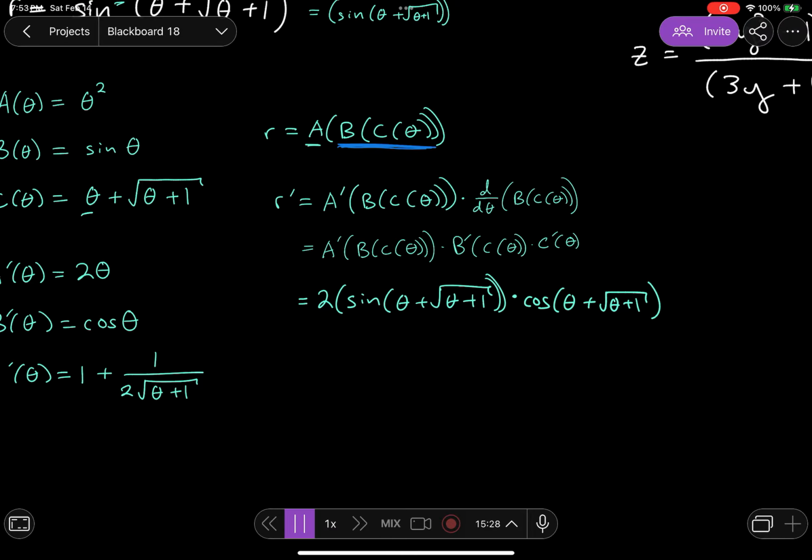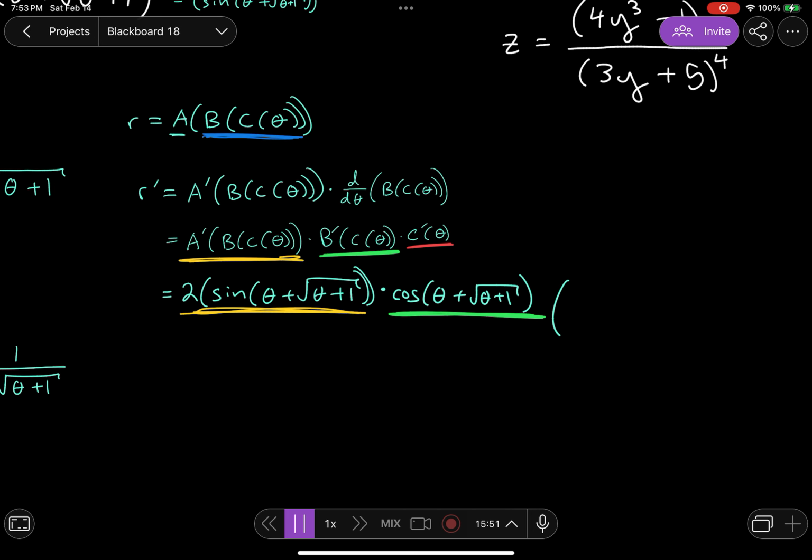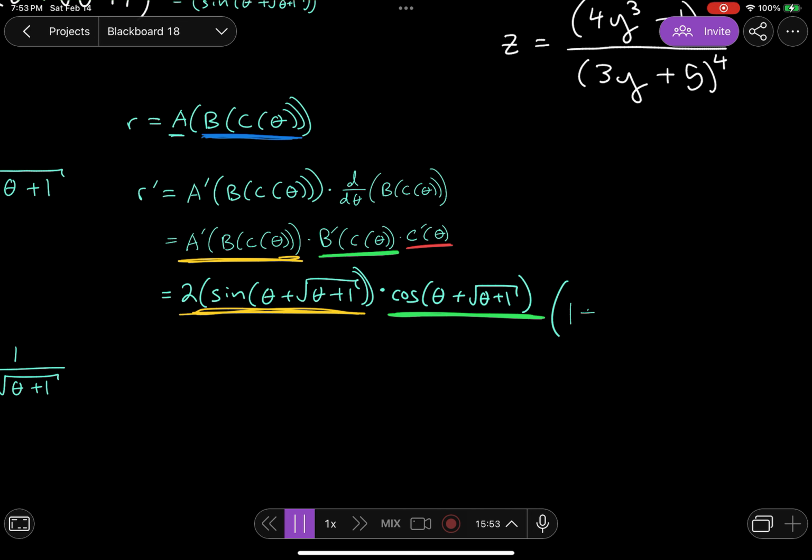Okay. Now, last but not least, so here, just to make sure things are clear, and you should think about why these are true. This takes practice. And then we have this last one, c prime of theta, but that part's easy. Because it's literally just c prime of theta. So 1 plus 1 over 2 root theta plus 1.